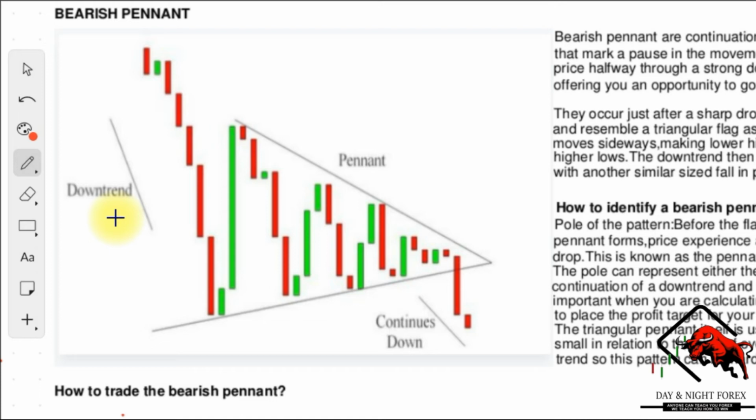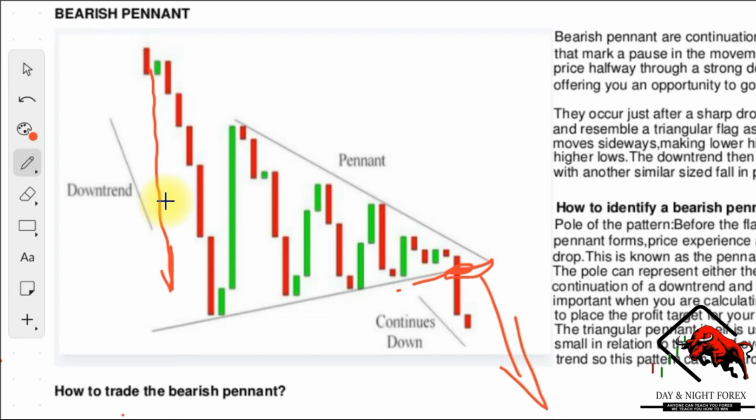The downtrend then continues with another similar sized fall in price. So when we say similar size fall, remember we said we expect the price to move exactly the same amount of pips that it moves in this initial price drop. So that is what we are expecting. After it breaks out of this level, we're expecting at least a similar move of the same size. It can be more than that, it can be less than that, but basically that is what we are anticipating. How to identify a bearish pennant.